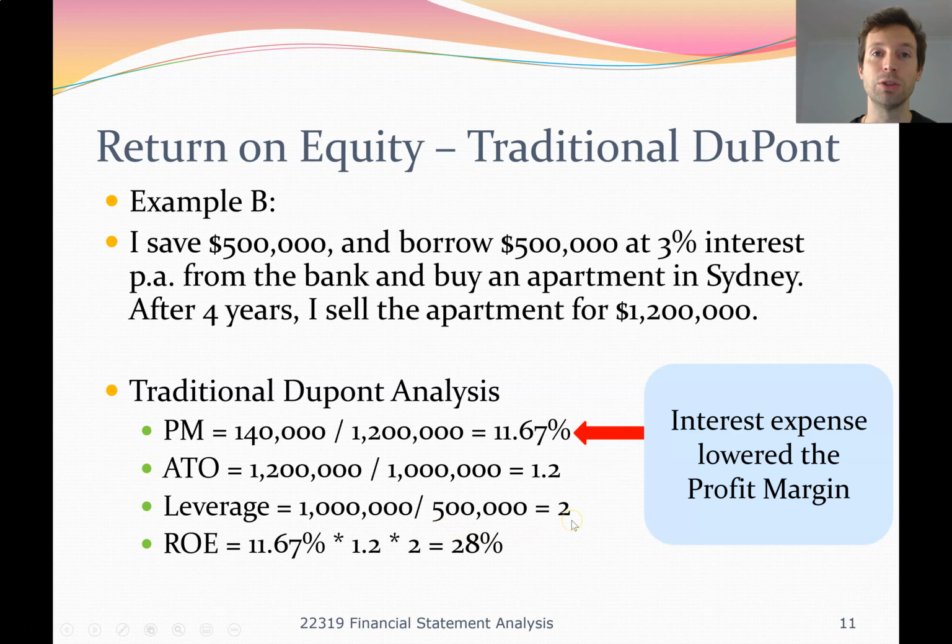So my leverage is 2. I can do my DuPont analysis. Profit margin times turnover times leverage gives me a return on equity of 28%. The important lesson here is that the interest expense lowered the profit margin. Now, this is important to understand because the financing decision, that is how much money we borrowed, we know affects our return on equity because it affects the leverage.